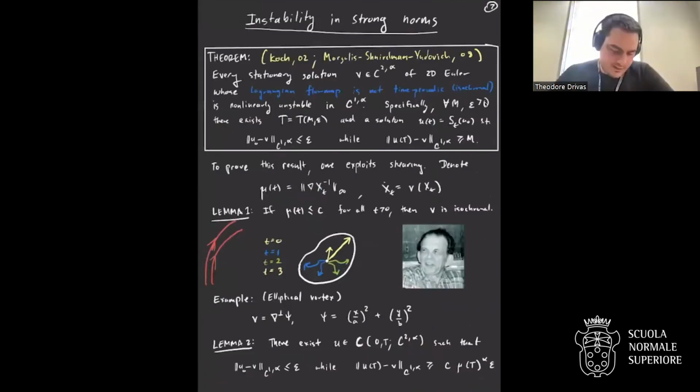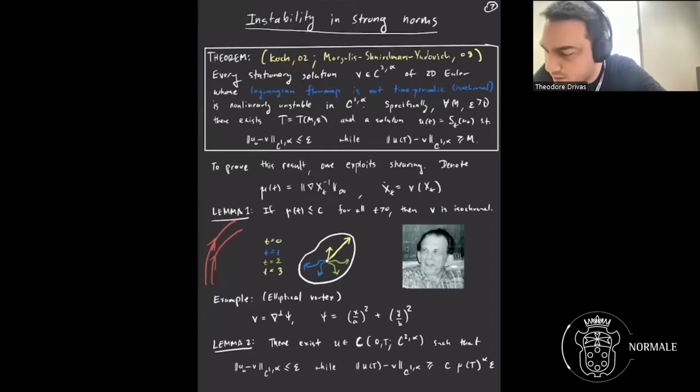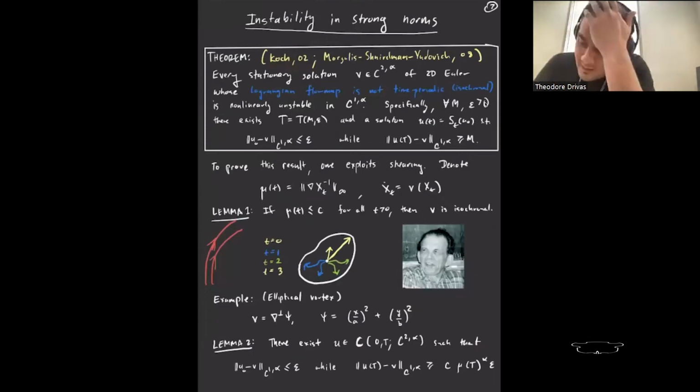Okay, so that was a statement near a very particular steady state, or a family of them, but still very particular. You could ask more generally, do you have this strong growth in the C^{1,α} topology? And this was addressed by Koch and then Margulis, Schnirelman, and Yudovich. And they prove essentially that almost all steady states are badly unstable in C^{1,α}.